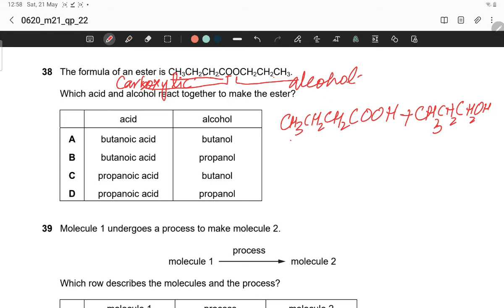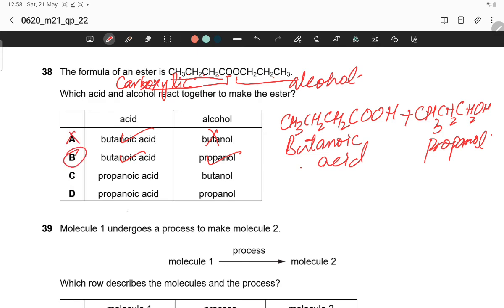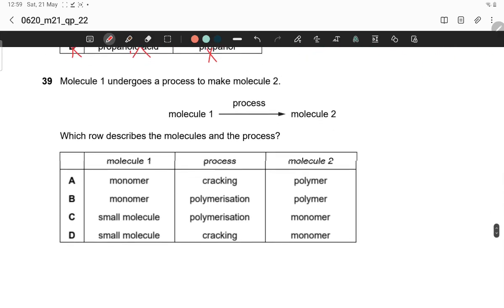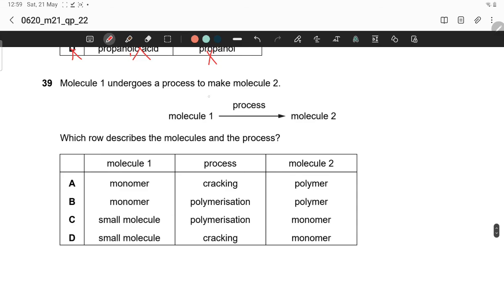So butanoic acid, this is propanol. So butanoic acid and propanol. Butanoic acid, not butanol, this is correct. Butanoic acid, propanol, B is correct. Propanoic acid, not correct. Butanol is not correct. D option.